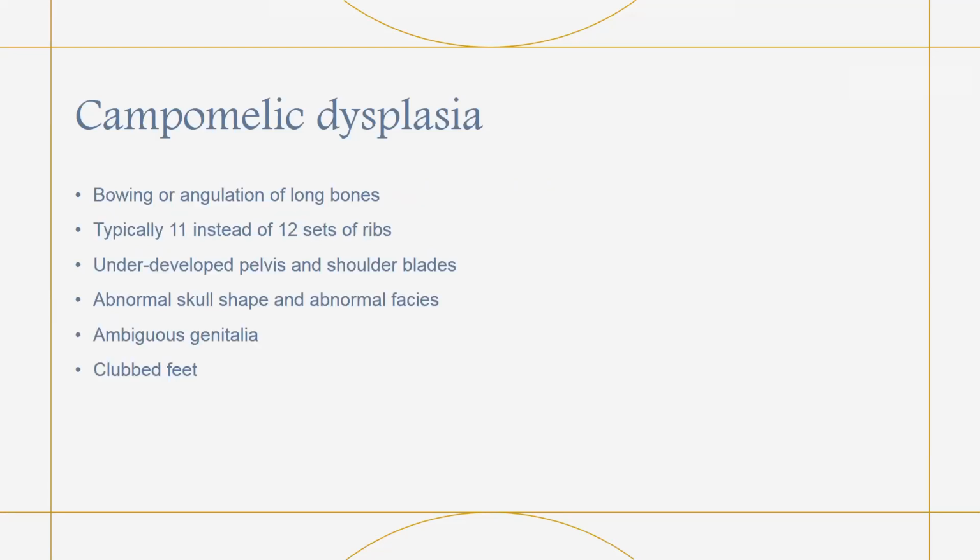So what is it? Campomelic dysplasia can lead to bowing or angulation of the long bones. There's typically only 11 instead of a set of 12 ribs. It leads to underdeveloped pelvic bones and shoulder blades, can lead to abnormal skull shapes and abnormal facies, and lead to ambiguous genitalia and clubbed feet, which kind of matches up with our patient. But our patient does not necessarily have the other anomalies that you see here.